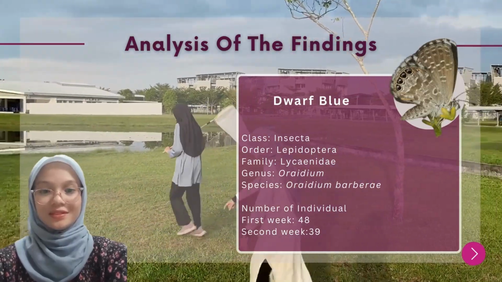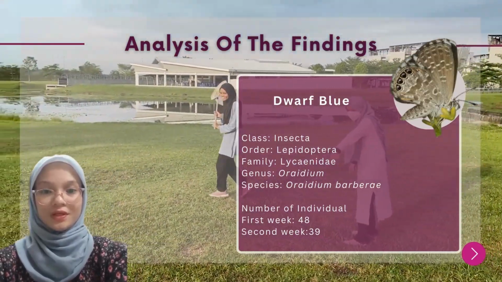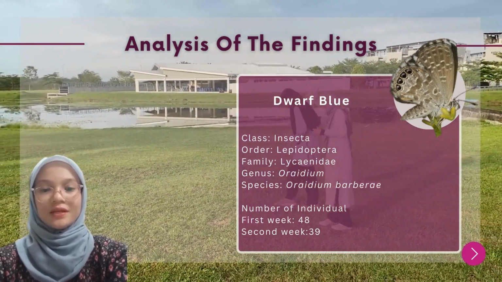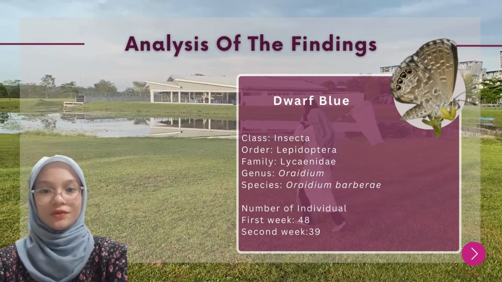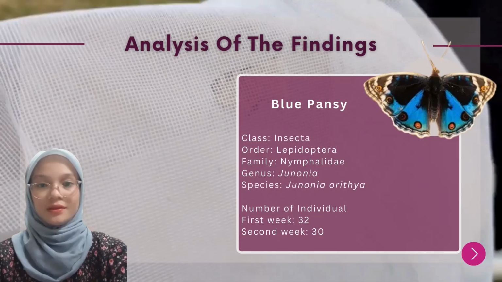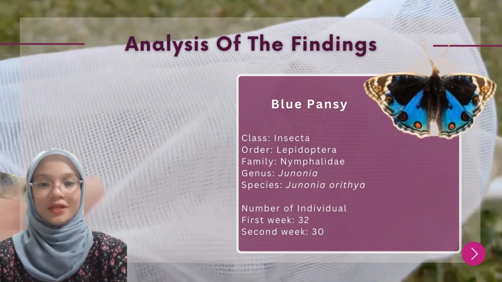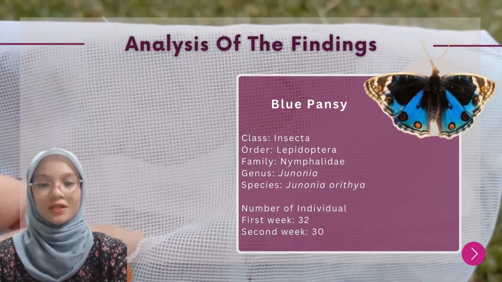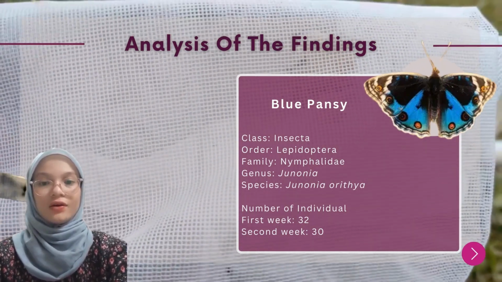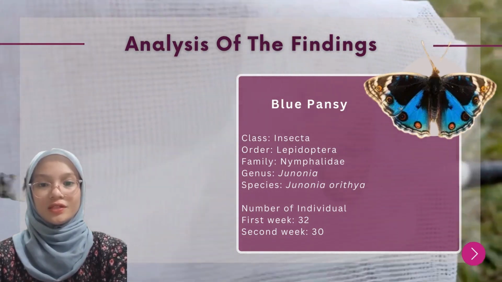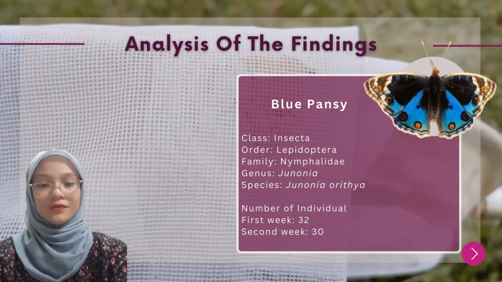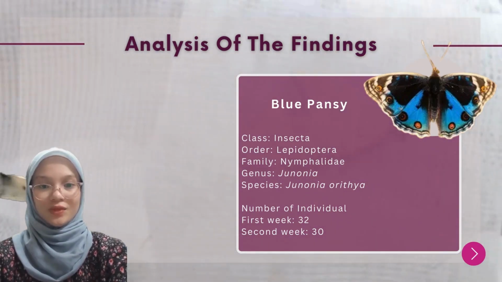The next species is dwarf blue from the order Lepidoptera, family Lycaenidae, genus Oraidium, and species Oraidium barbarae. It has been observed 48 individuals in the first week, and the number decreased to 39 individuals in the second week. The third one is blue pansy, scientifically known as Junonia orithya. It belongs to the class Insecta, order Lepidoptera, family Nymphalidae, and genus Junonia. Over a span of 2 weeks, the population of these beautiful butterflies experienced a slight decline, with 32 individuals counted in the first week and 30 individuals in the second week.